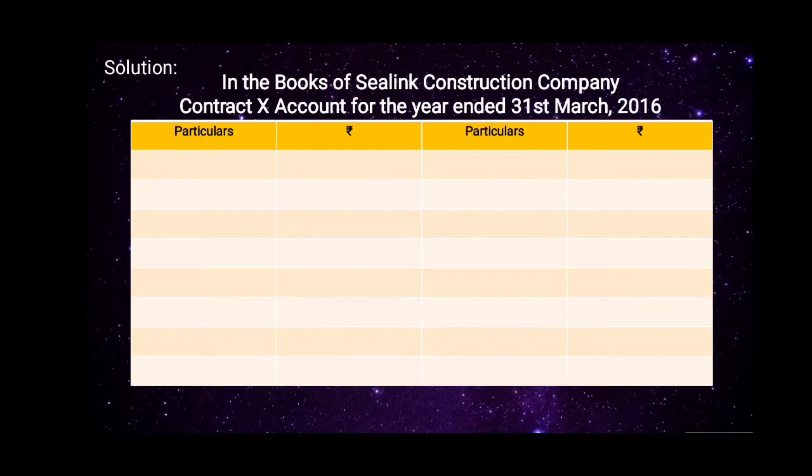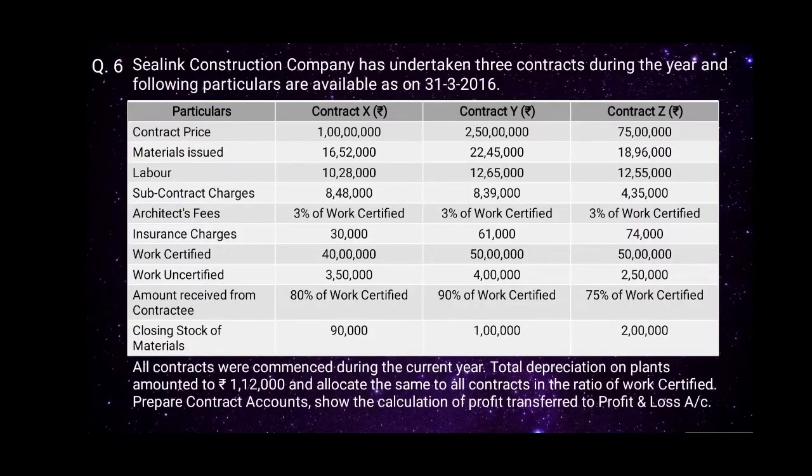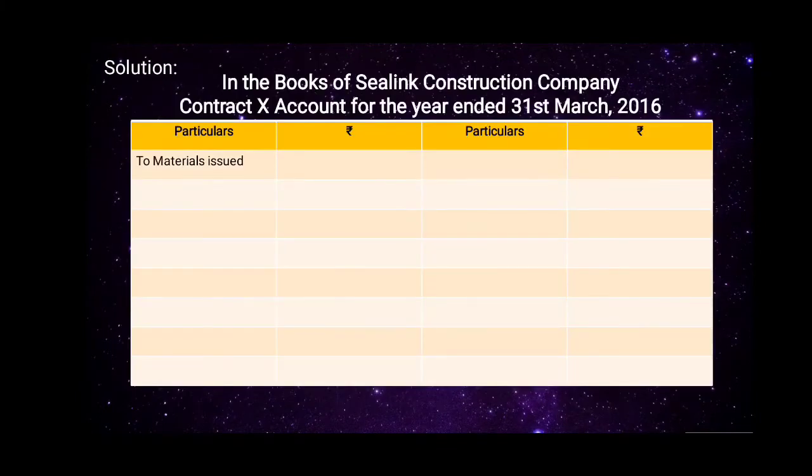So let us start preparing contract X account. In the books of Ceiling Construction Company, contract X account for the year ended 31st March 2016. So the first expense is materials issued. For contract X, amount is given as 16,52,000. So we'll record it in contract X account on the debit side. To materials issued, amount is 16,52,000.